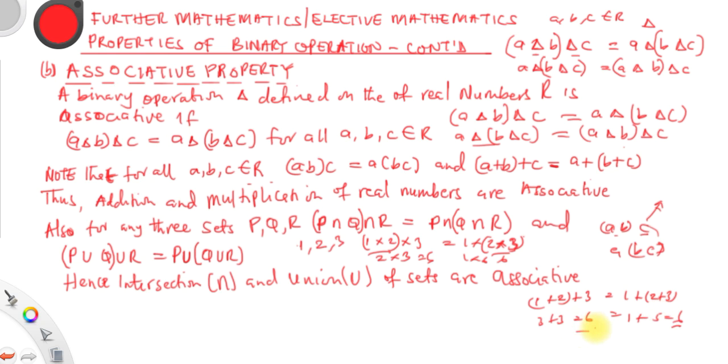That's what we mean. I hope you get the explanation. It's very simple, it's not difficult at all. So we are saying that, therefore, addition and multiplication of real numbers are associative. Addition and multiplication of real numbers are always associative.